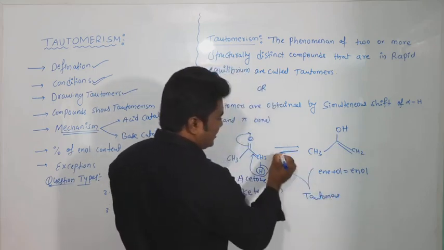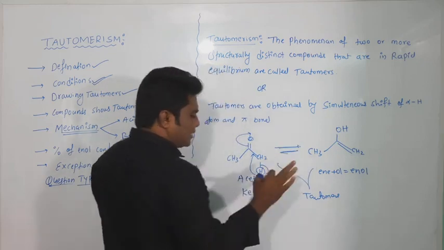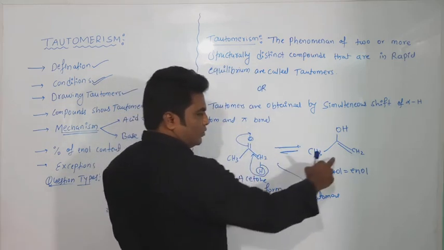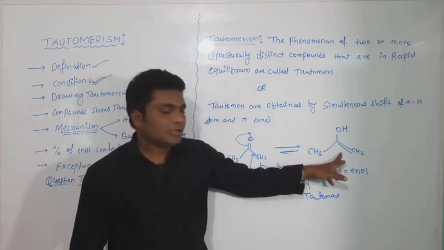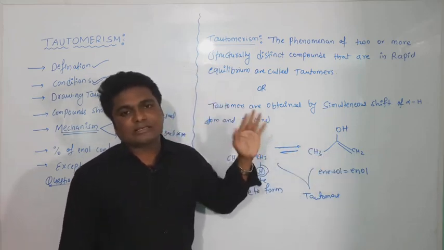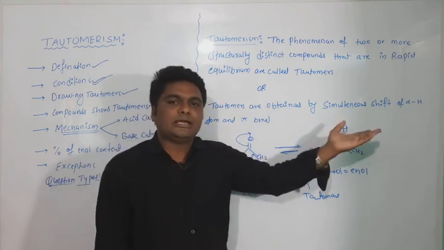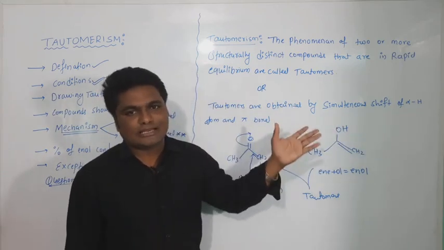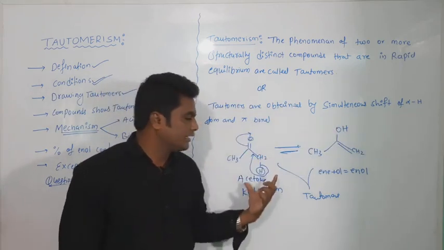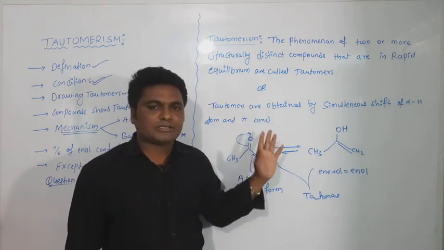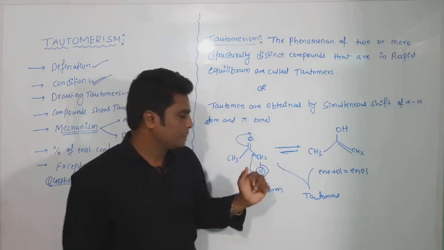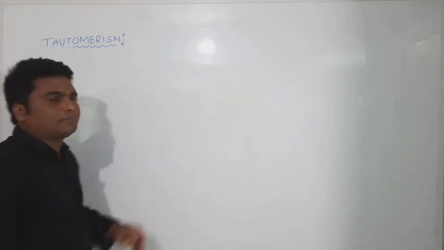And there is a dynamic equilibrium, and under normal conditions the ketone is more stable than the enol. Always the ketone is more stable than the enol, but there are some cases in which the enol is more stable than the ketone. I will explain those cases. For the time being, just consider that the ketone is more stable than the enol. I will also explain the thermodynamic conditions of this tautomerism. Okay. Now see some examples here.